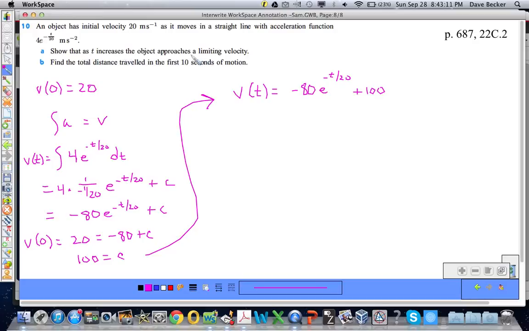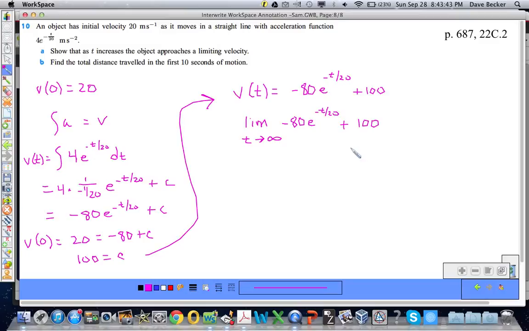A limiting velocity means it's not going to go over a certain velocity or below a certain velocity. And we're to show this as t increases. It doesn't give us a bound, so really what we're doing is taking a look at the velocity function as t goes to infinity. So the limit as t goes to infinity of negative 80 e to the negative t over 20 plus 100.